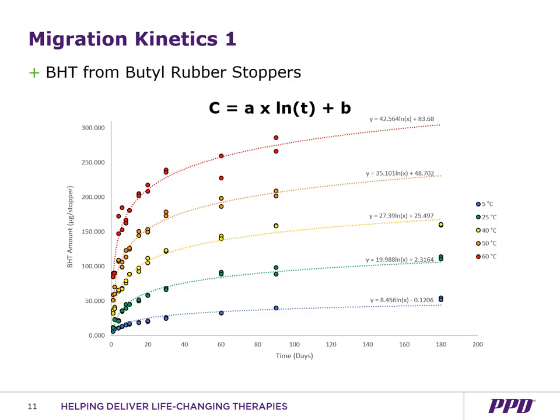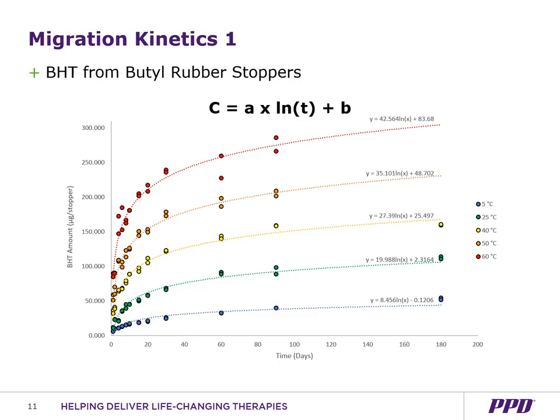In this first plot shown here, we have the extracted BHT amount on the y-axis versus the duration of the study on the x-axis, and each curve corresponds to a different extraction temperature. As expected, the extracted amount of BHT increased with time as well as with extraction temperature. So the higher the temperature, the more BHT that was generally extracted.